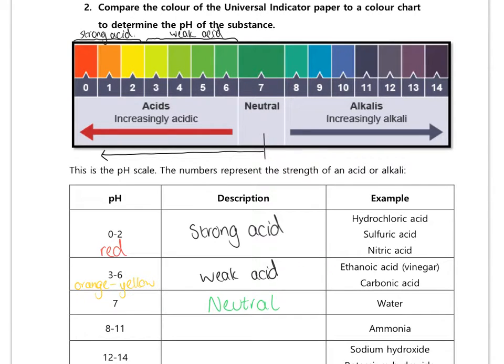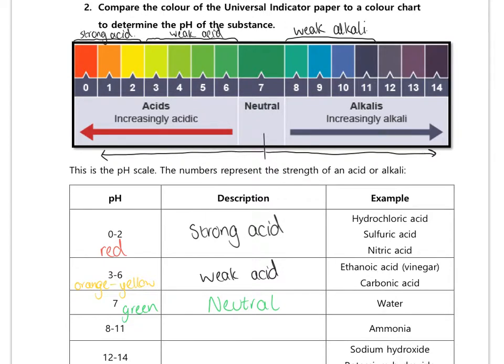Neutral, and that comes up as green. Okay, and that's marked for you there. Once we go right of 7, i.e. a number bigger than 7, the bigger the number is, the more strong the alkali is. So from 8 to 11, we describe as a weak alkali.